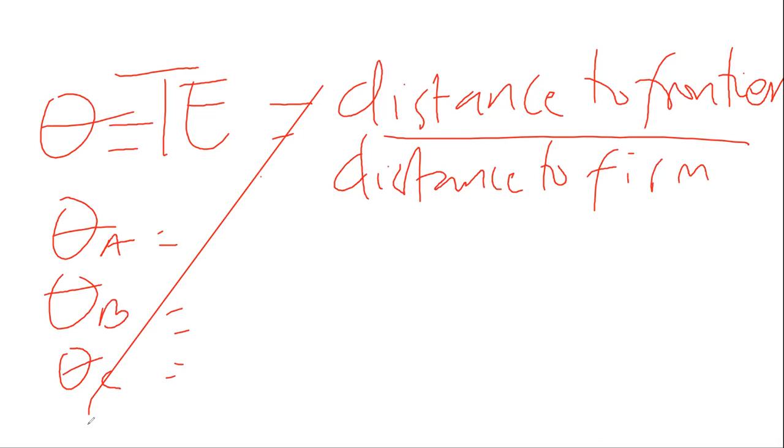And then on and on. Do you get it? Yes, that's how we are going to do the computation. So let's go and see how we do it. Remember, as a beginner, you want to memorize this definition: distance to the frontier divided by distance to the firm. Now let's go back and you see how we do the computation.